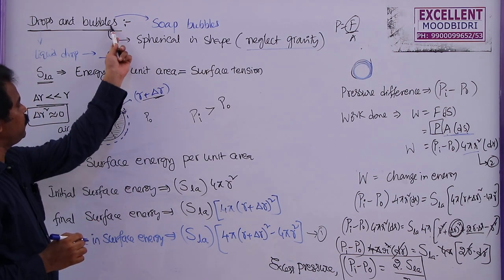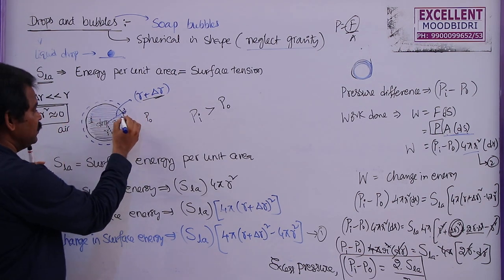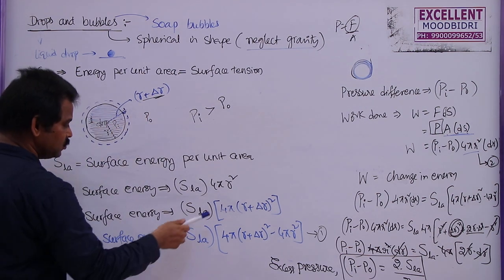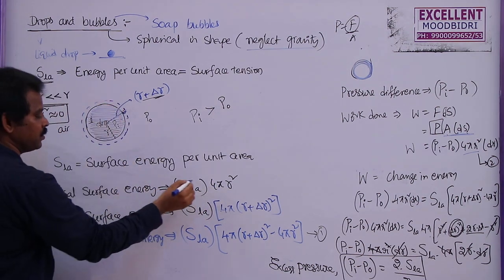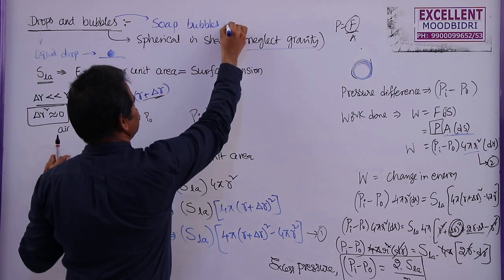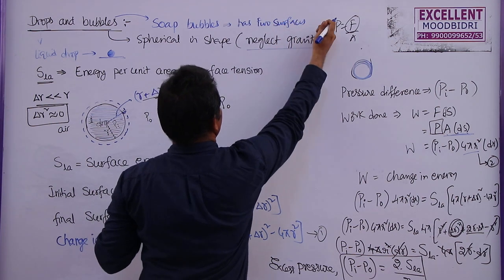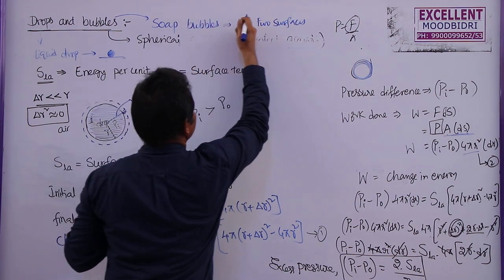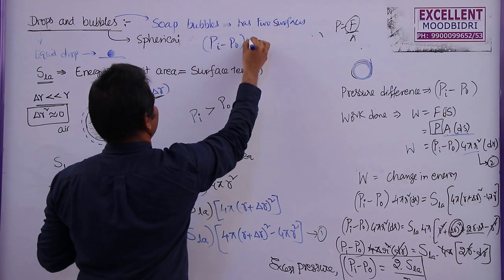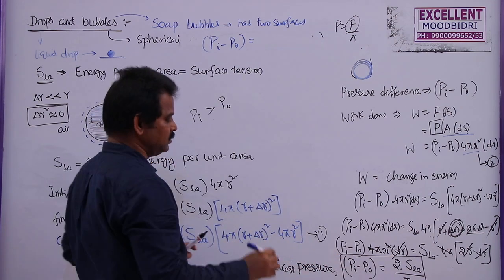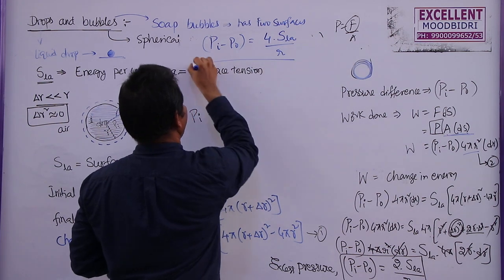But in case of a bubble, what happens? There will be two surfaces, both surfaces are increasing. That's why we have to take both surfaces. So here instead of external 4 pi r square, external 4 pi r square plus internal 4 pi r square will become 8 pi r square. So a bubble has two surfaces. In that case, the excess pressure inside a bubble is given by 4S by R, whereas for a drop it is 2S by R.